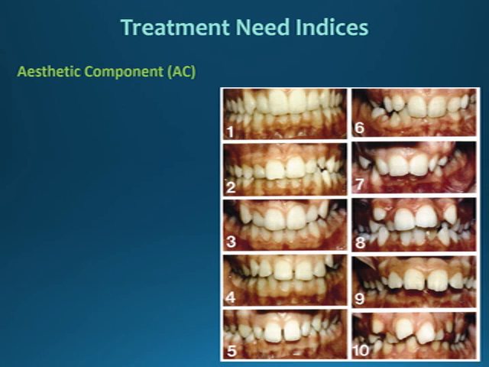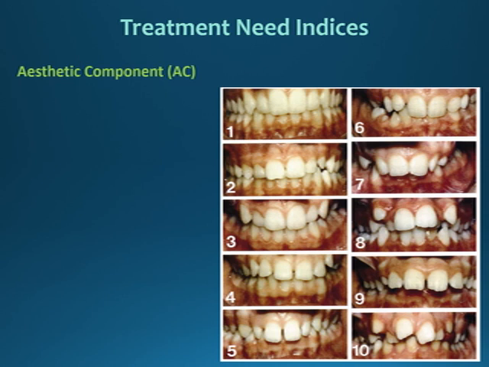The other component of the IOTN is the aesthetic component. It consists of 10 color photographs that show different levels of dental attractiveness. You can see from score 1 to score 10. The patient is asked to close the front teeth together, and the examiner compares the appearance of the patient's teeth with the visual 1 to 10 scale.